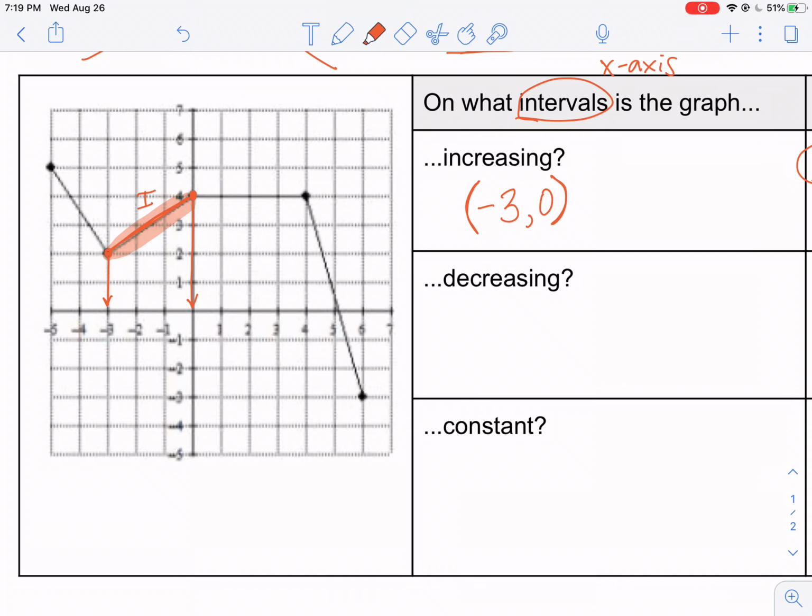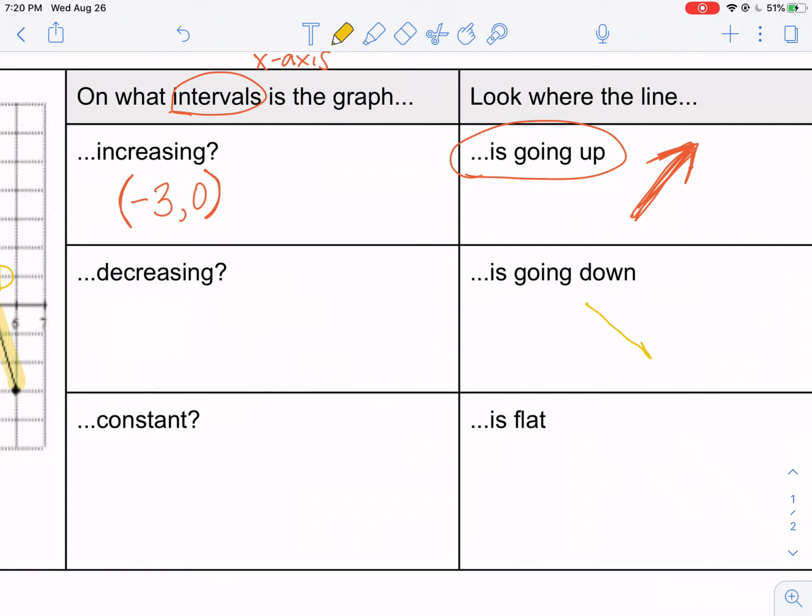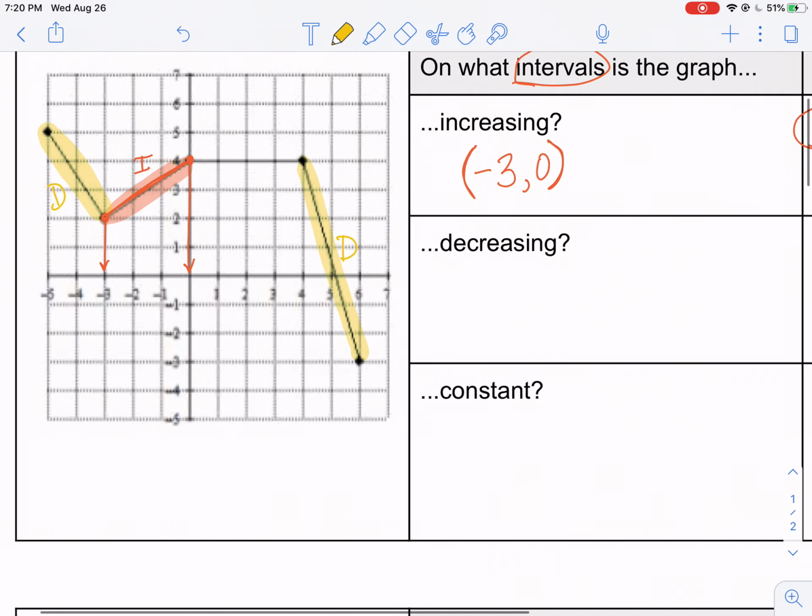All right, and then we're going to do the same thing for decreasing. I know that we have this section over here where we're decreasing, as well as this section here. So where it's decreasing, it's these two. This is where the graph is going down, right? This is like a negative slope. So it's going down in two places. It starts going down at -5 and continues going down until -3.